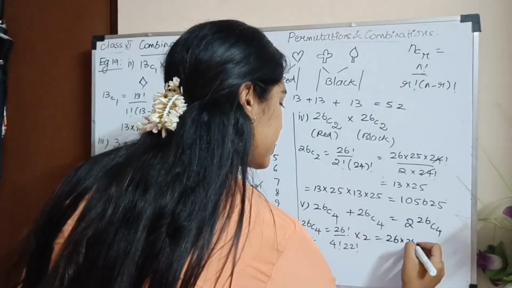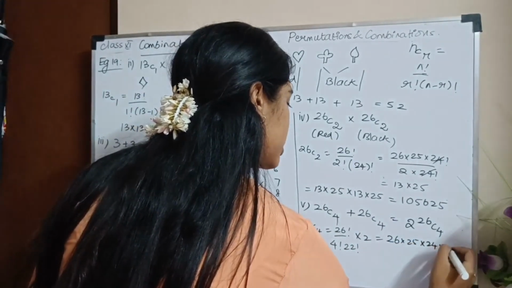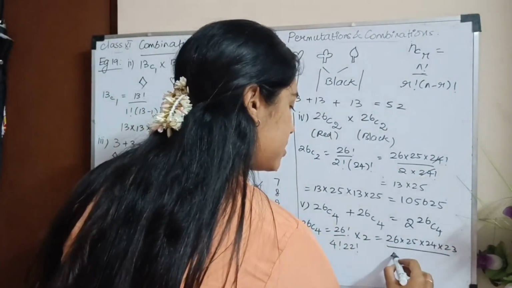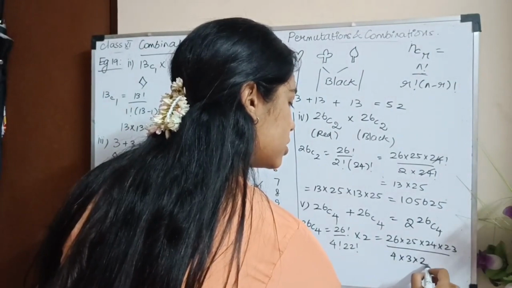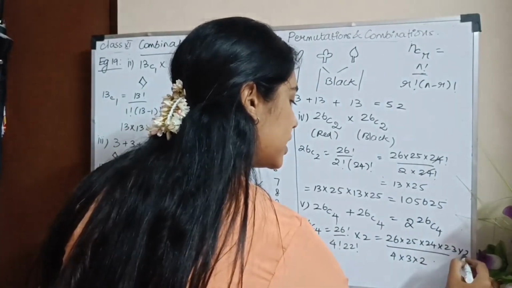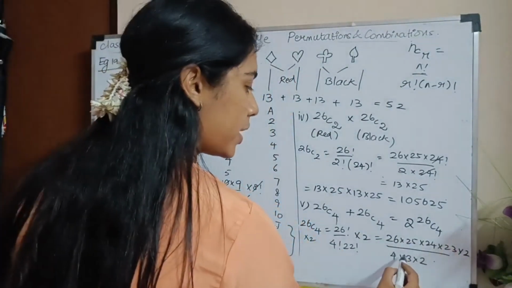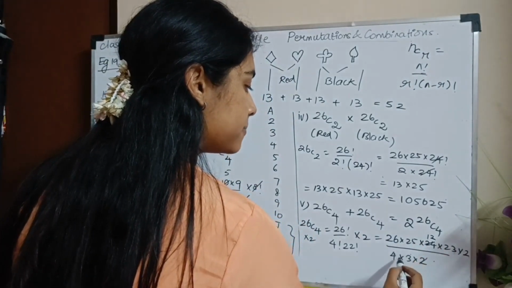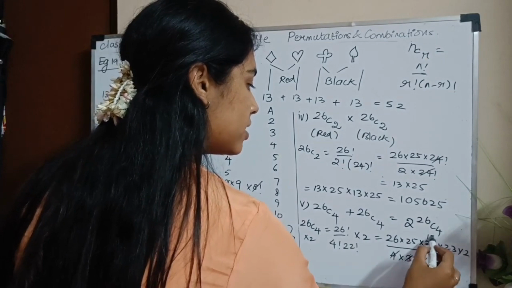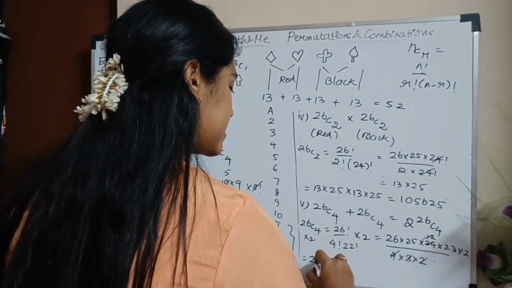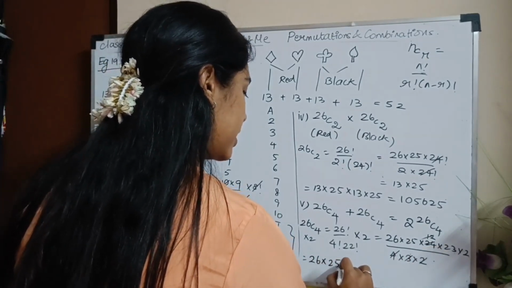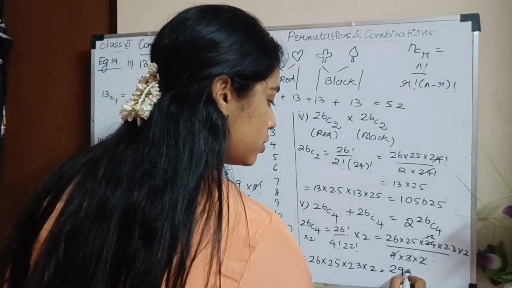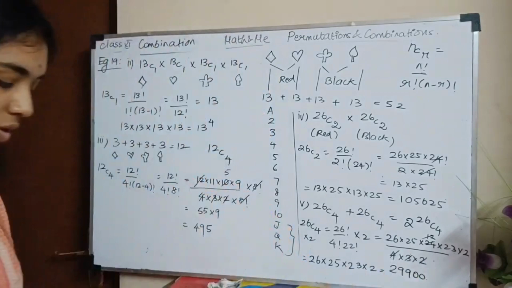26, 25, 24, 23 times 22 factorial will get cancelled. Divided by 4, 3, 2 times 22 factorial into 2. Don't forget the 2. So what do I have? 2 12s are, then 4 3s are 12. So I'll be left with 26 into 25 into 23 into 2. So my final answer will be 29900. Okay.